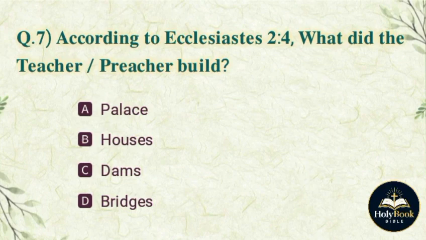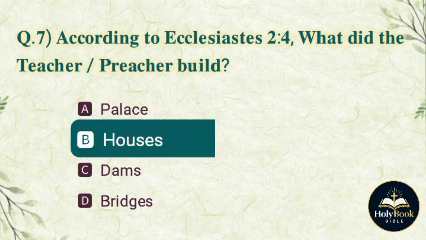Question. According to Ecclesiastes Chapter 2, verse 4, what did the teacher build? Options. A. Palace. B. Houses. C. Dams. D. Bridges. The correct answer is option B. Houses.